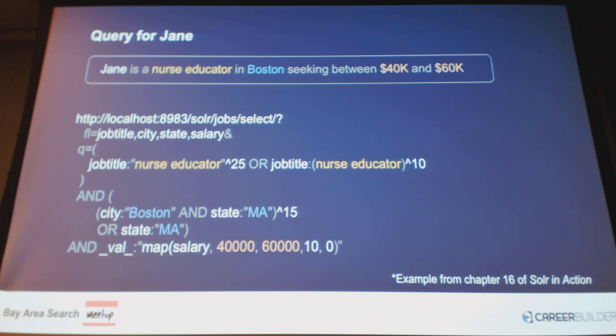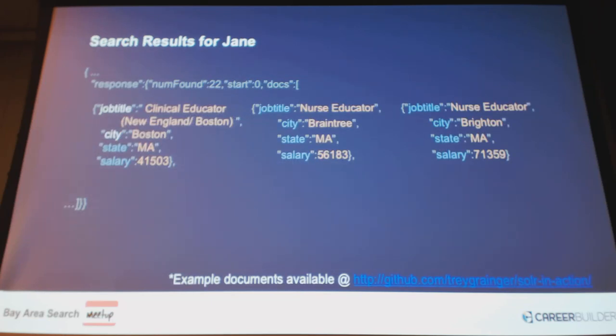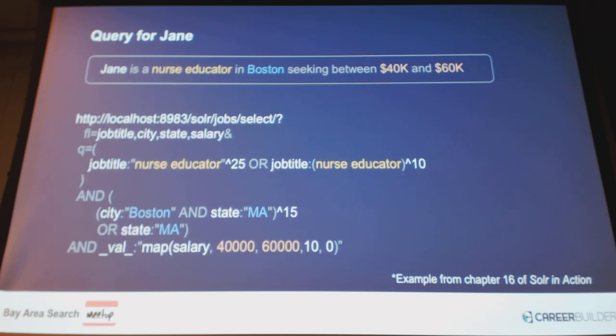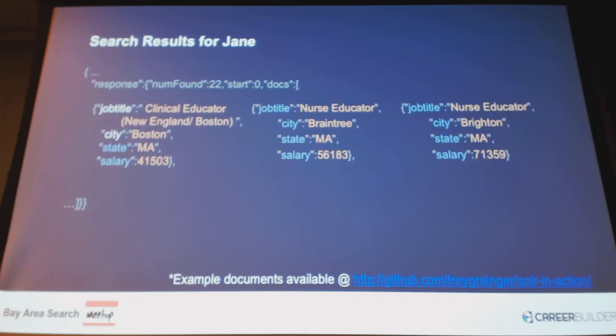If I take that and run it against the search engine that's populated with a handful of jobs, these are examples of what comes back. So Jane was a nurse educator. She wants to be in Boston between $40,000 and $60,000. This first one is a clinical educator in Boston making between $40,000 and $60,000. The next one is a nurse educator.